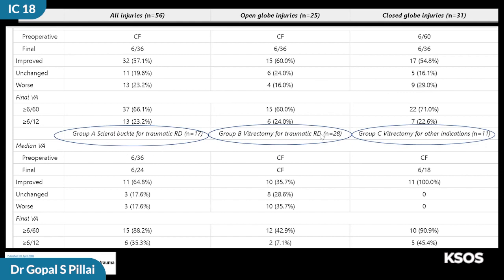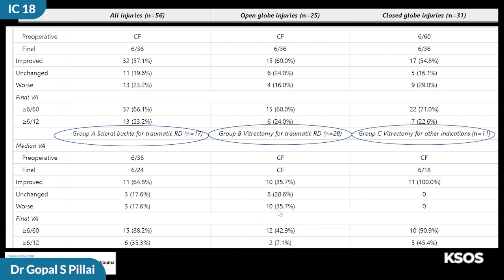Now, this is a very interesting statistic comparing scleral buckle with vitrectomy for traumatic retinal detachment and vitrectomy for other indications. When you're doing a scleral buckle, that means the media is reasonably good and the retinal detachment doesn't have much PVR, and that is how the visual improvement is about 6/24. About 65% of patients had visual improvement. Whereas when the retinal detachment was caused by trauma, then counting fingers remained counting fingers, even though about 35% had some improvement of visual acuity, but generally the prognosis in this condition is a little bad.